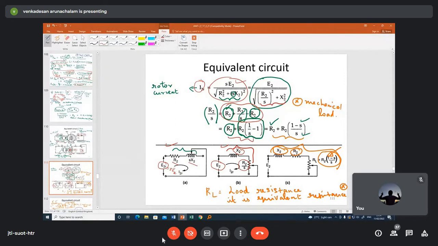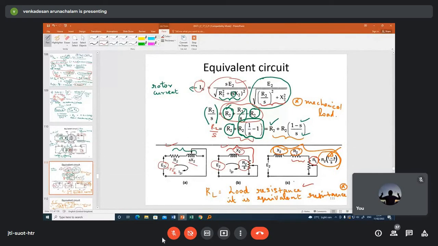R2 plus R2 into 1 by S minus 1. And finally, this R2 by S can be written as R2 plus R2 into 1 minus S by S. So the same equivalent circuit, this R2 by S can be split into two components. One is R2, another one is R2 into 1 minus S by S, and this is called the load resistance. R2 into 1 minus S by S is called the load resistance.